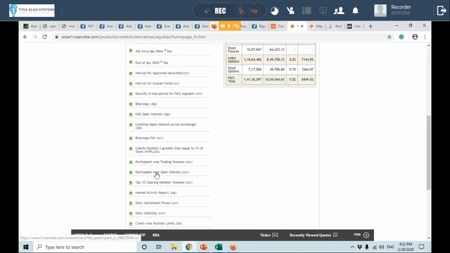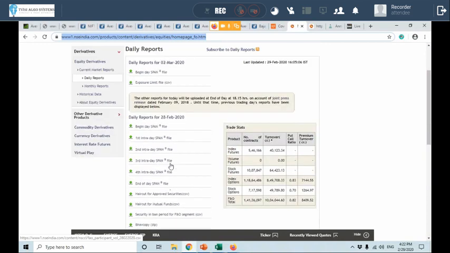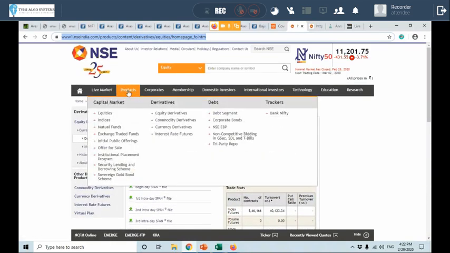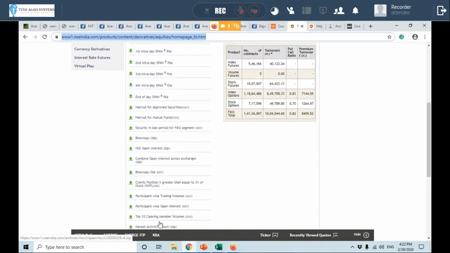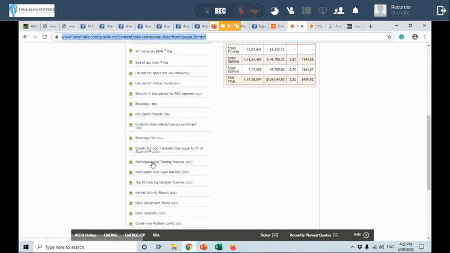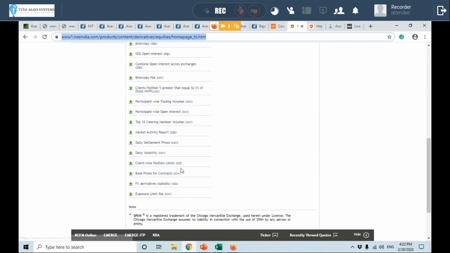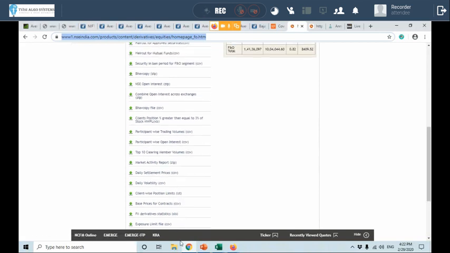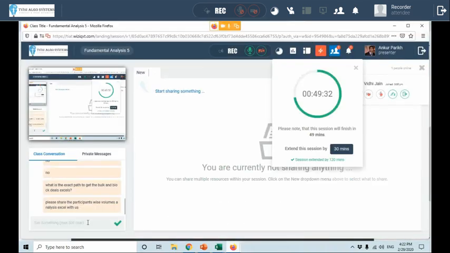The next important file here is, sorry, I'll give the link now. The file name is Participant wise trading volumes. Go into products, equity derivatives, and in equity derivatives go to the file participant wise trading volumes. This was the first file.